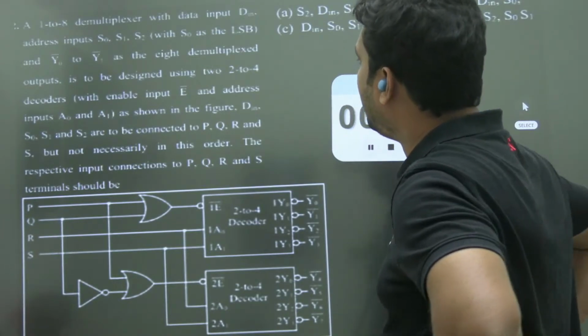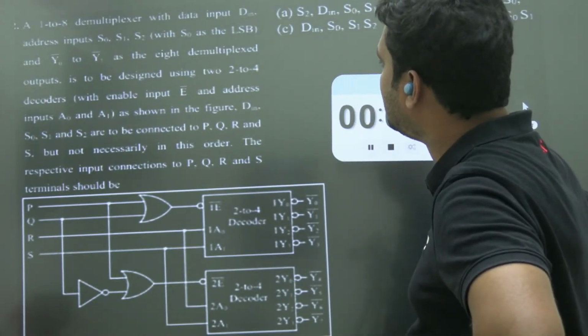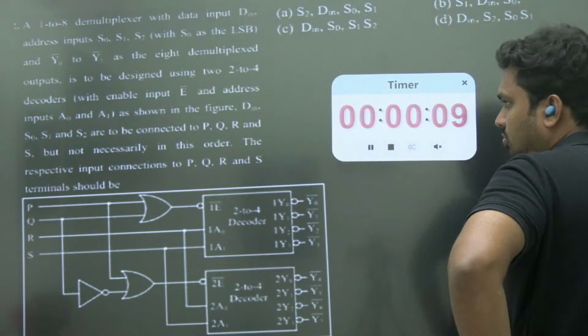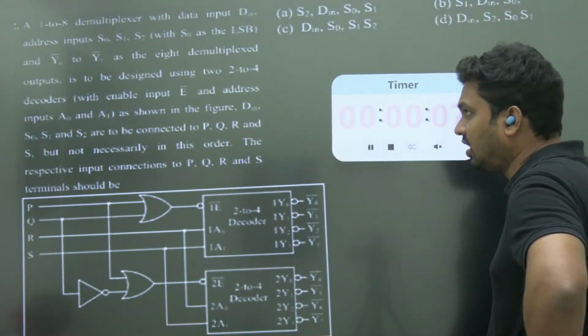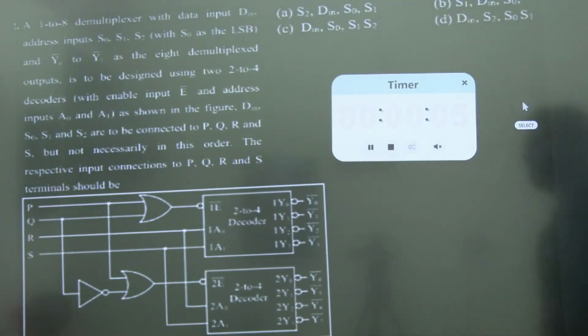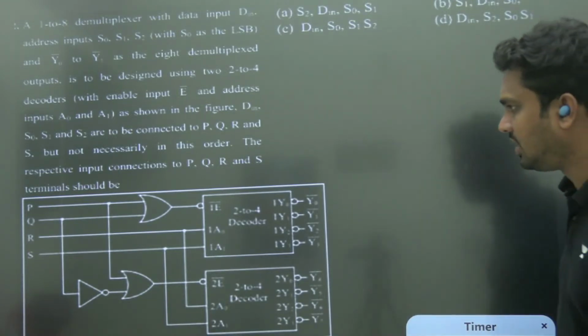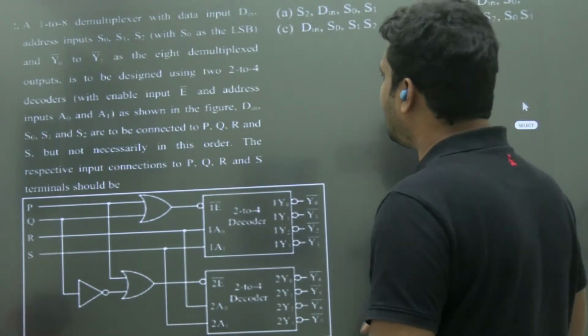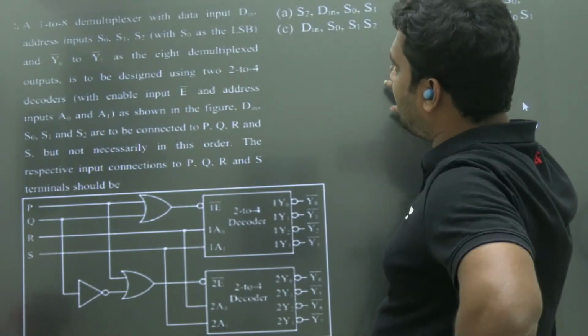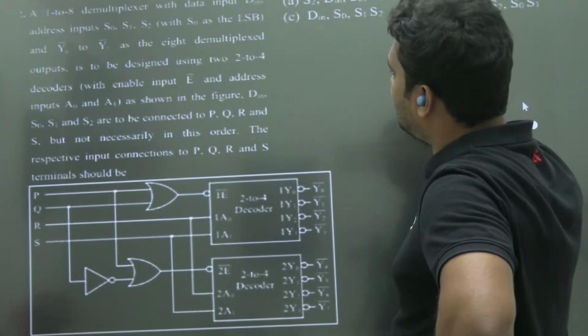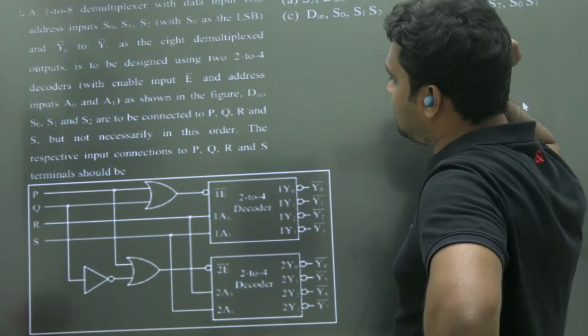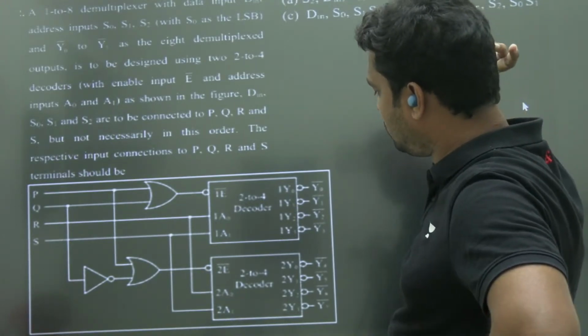So you have a 1 by 8 DMUX, the data input D, and address inputs S0, S1. 10 seconds more, but meanwhile I'll try to convince you with the question and its meaning. You need to make a 1 by 8 DMUX using 2 to 4 decoders. The internal structure of a decoder or demux will more or less remain the same. So you have a 1 by 8 DMUX, with data input D and address inputs S0, S1, S2.